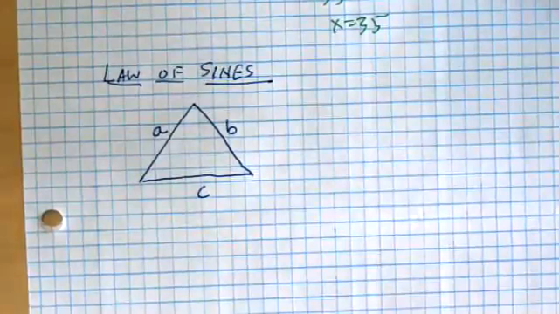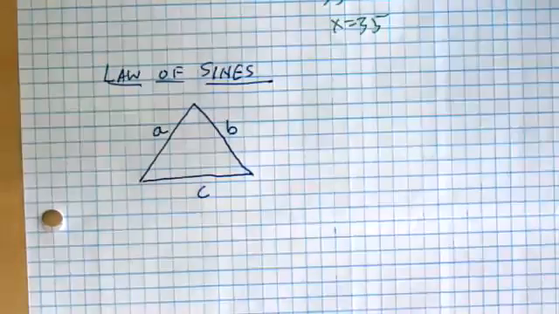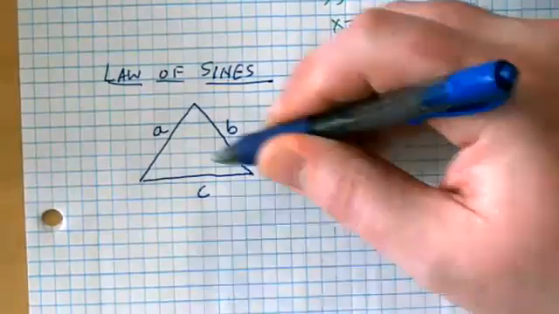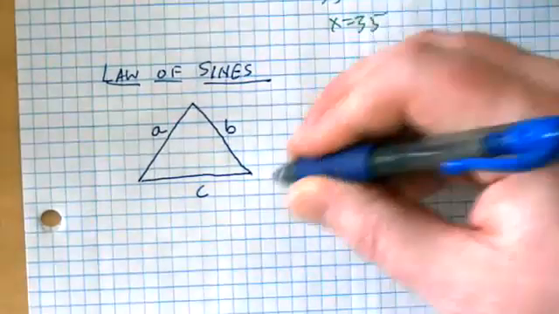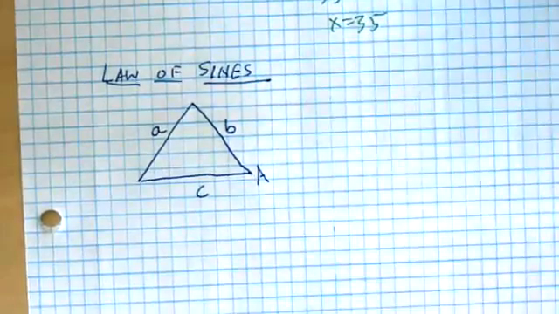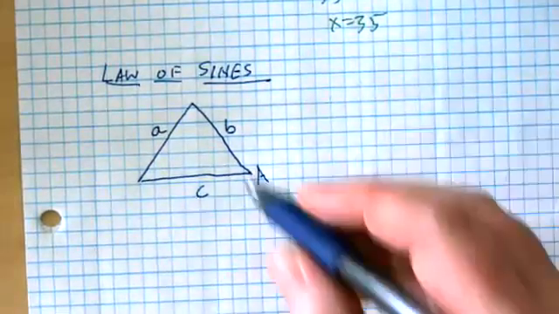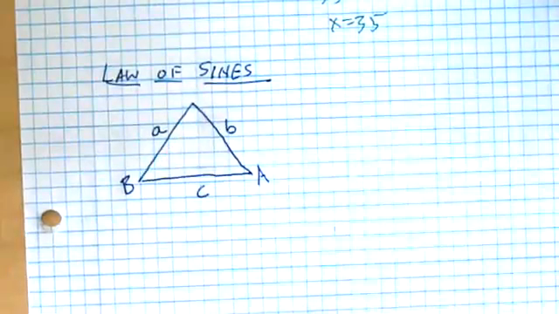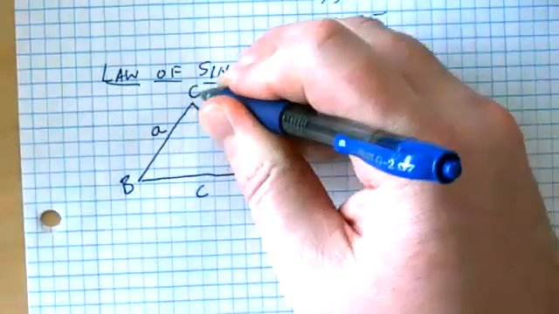The vertices are also going to be uppercase A, B, and C, and the vertex A is always across from the side a. So vertex A across from side a. So capital A across from little a. Vertex B, you guessed it, is across from side b. Vertex C is across from side c.